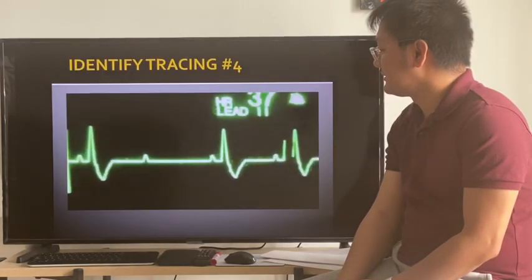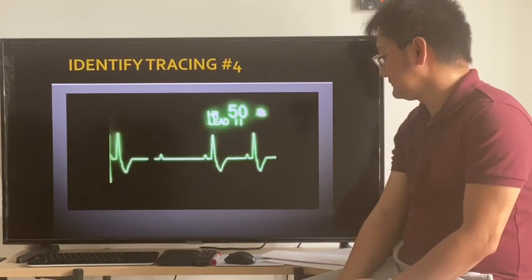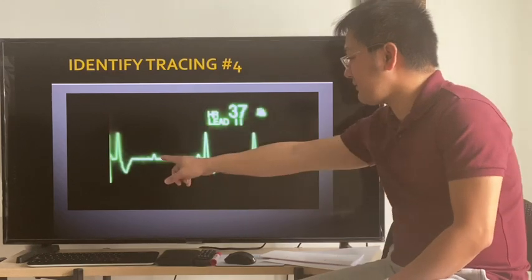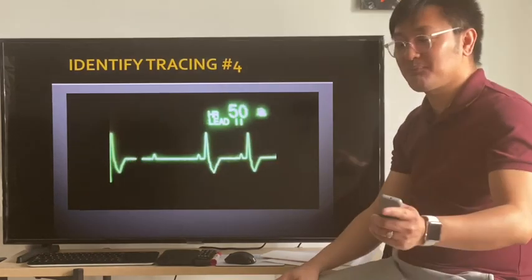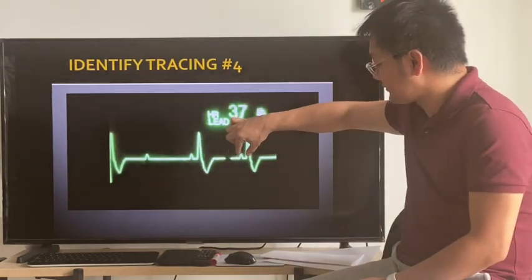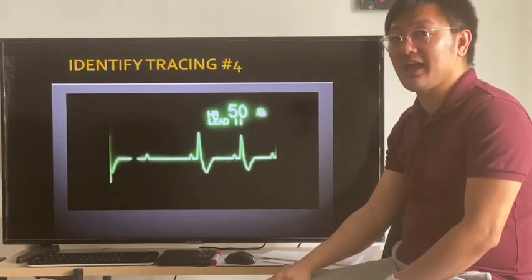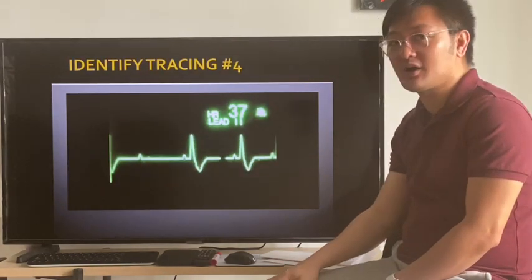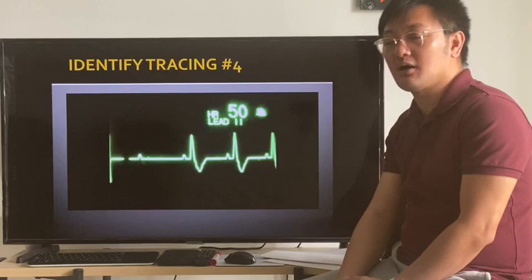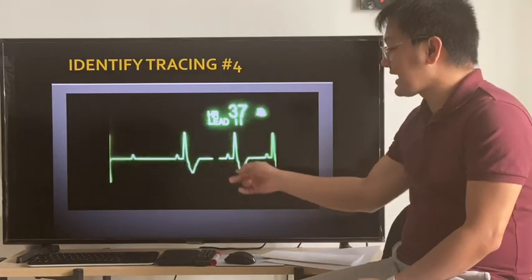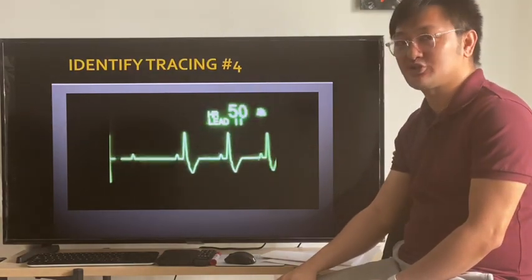What about this one? More than one P wave in every QRS, but the PR interval is normal. So again, it's an AV block, but this is your second degree AV block, Mobitz 2. Second degree AV block, Mobitz 2.